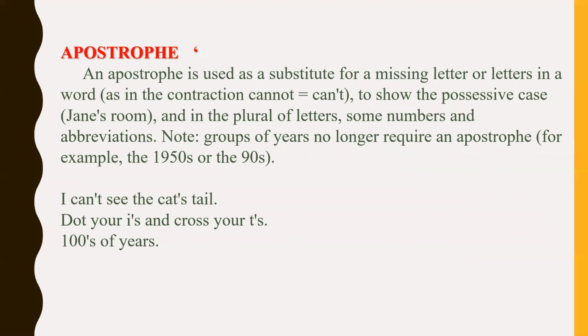I can't see that cat's tail, for a possessive case. Possessive case means it belongs to them. Ram's bag, Sita's dog, Balu's bag, like that. Apostrophe is used for the possessive case, and also for hundreds of years and thousands of months, so it is used even for the numerical possessive case. For the possessive case, for substituting a missing letter, and for contractions, we use the apostrophe.